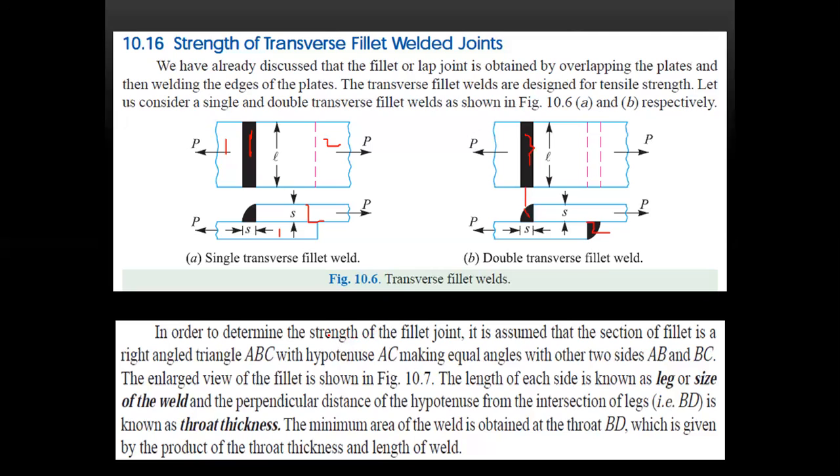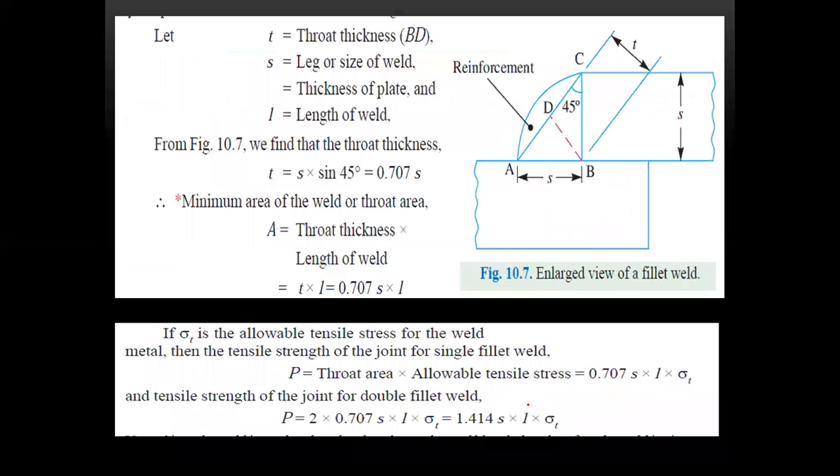Next, in order to determine the strength of the fillet joint, please assume that the section of the fillet is a right triangle ABC. This right triangle ABC, the hypotenuse AC making equal angles with other sides AB and BC. The length of each side is shown as a leg or size of the weld, and the perpendicular distance of the hypotenuse from the intersection of legs, that is BD, is known as the throat thickness.